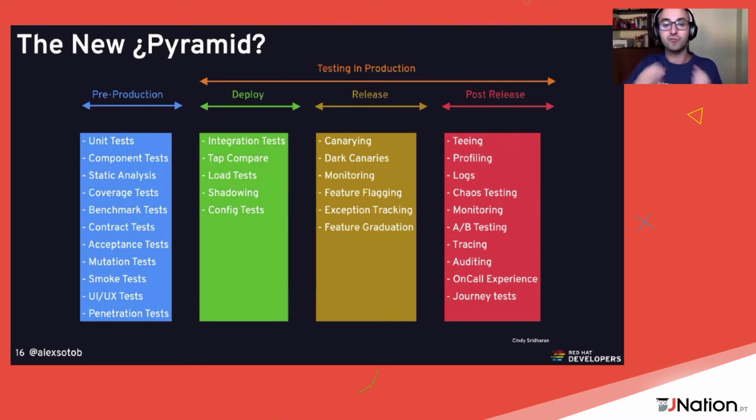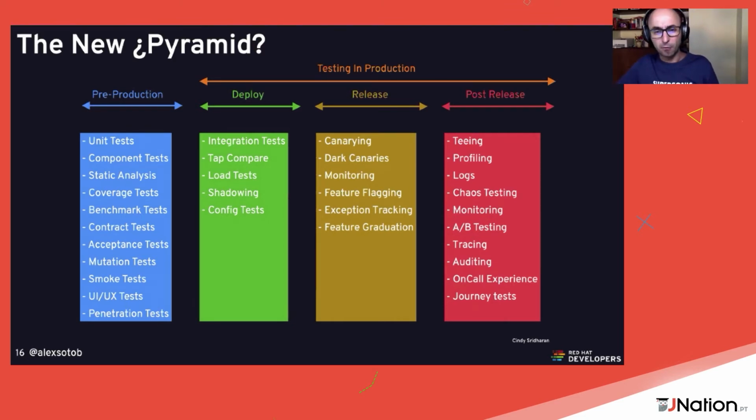This is another test. For example, canary releasing, dark canaries, monitoring, feature flagging, exception tracking, feature graduation, all these testing methodologies are in the release column. Most of you probably know exactly what a canary release is, right? Or a blue-green release, right? These are tests that are run during the release phase.